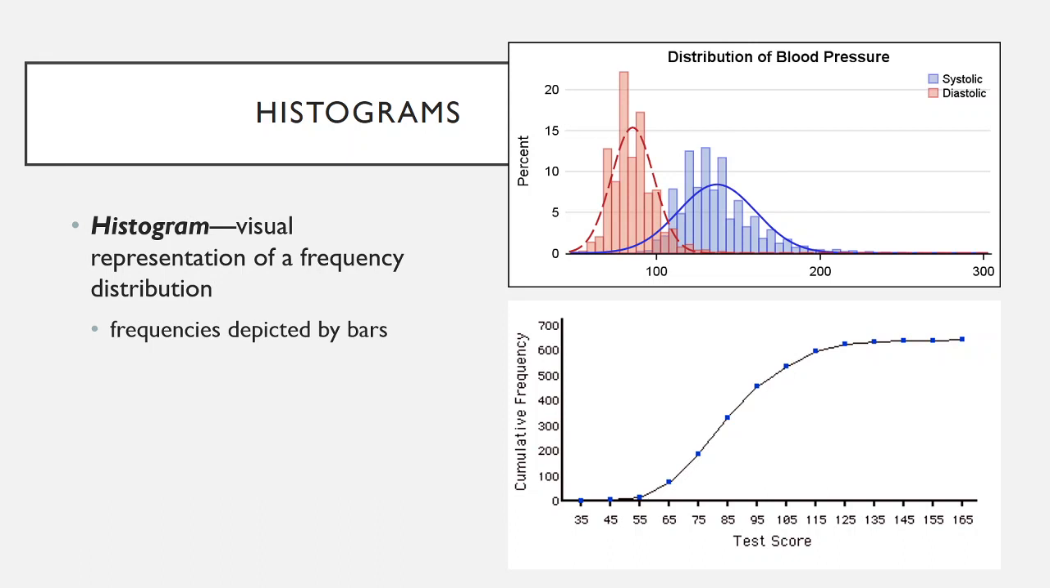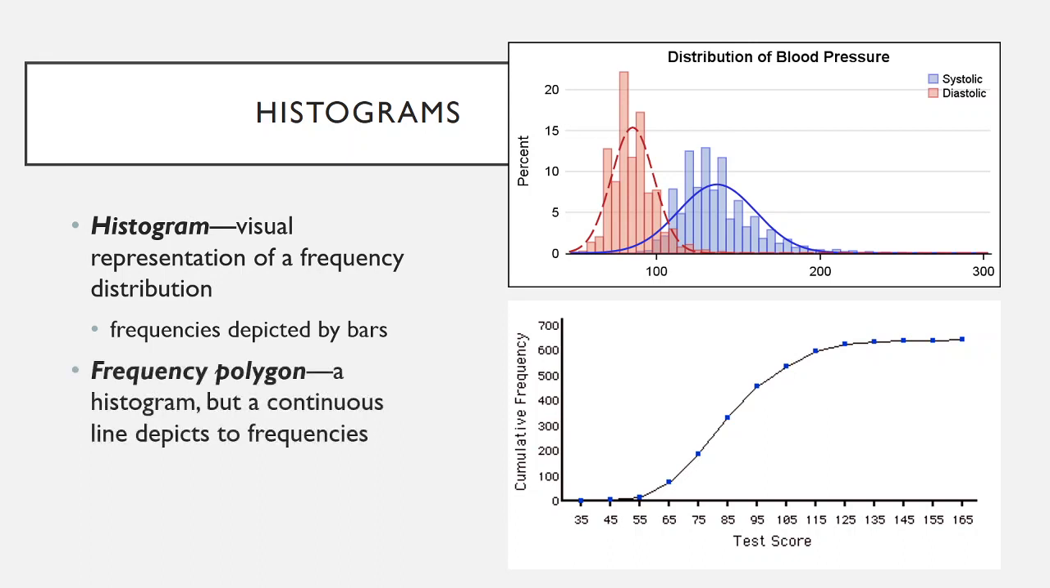So again, a histogram is just a specific kind of bar chart that depicts frequencies. Not all bar charts are histograms, but all histograms are bar charts. Again, a histogram is a bar chart where the data specifically is depicting frequencies. A frequency polygon is exactly like a histogram except for aesthetics. A frequency polygon is a histogram, but instead of bars, there's a single continuous line.